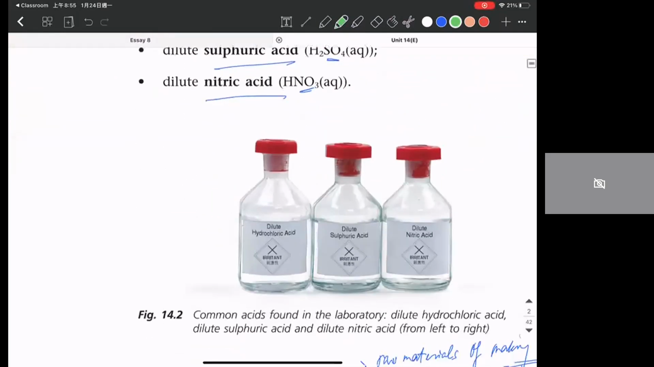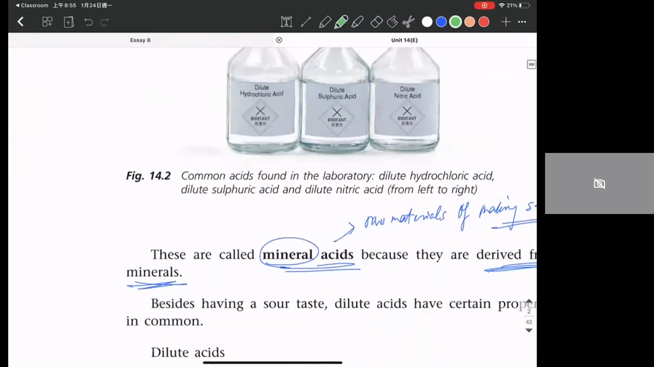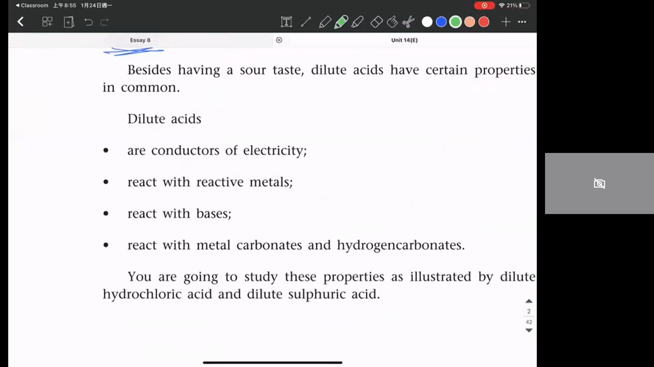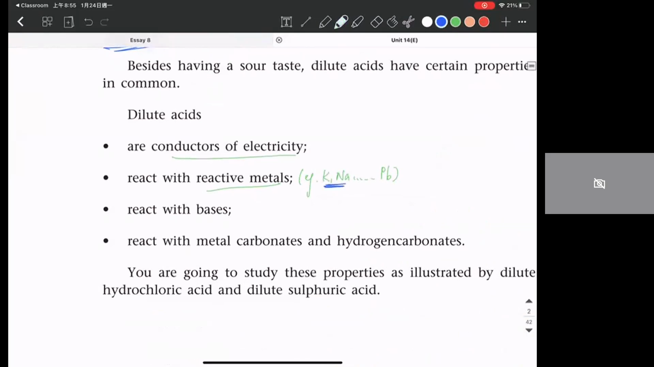So, what are the common properties of acid? Including the following. First of all, they are good conductors of electricity. They react with reactive metals. What is that? From potassium, sodium, and so on, up to lead, okay? Copper, no. Just to remember. But of course, handle this with care. If you use this to react with acid, they will cause explosion. They will cause explosion. Okay?